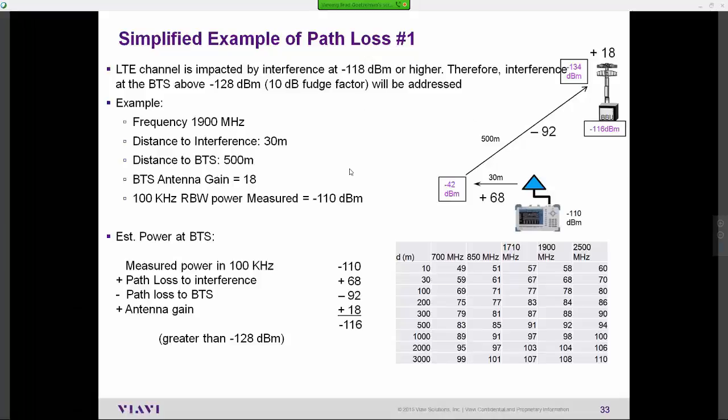We're going to basically try to investigate. So here are the frequencies at 1900 megahertz back at this baseband unit. The distance to the interferer, in this case, is 30 meters from our test instrument, where the distance to the base station is 500 meters, based upon where we see this potential source of interference versus where we know the base station is. Since we know the BTS antenna gain to be 18, and 100 kilohertz resolution bandwidth gives a power measure of negative 110, let's start with estimating the power at the BTS. So the measured power is negative 110 dBm on our instrument.